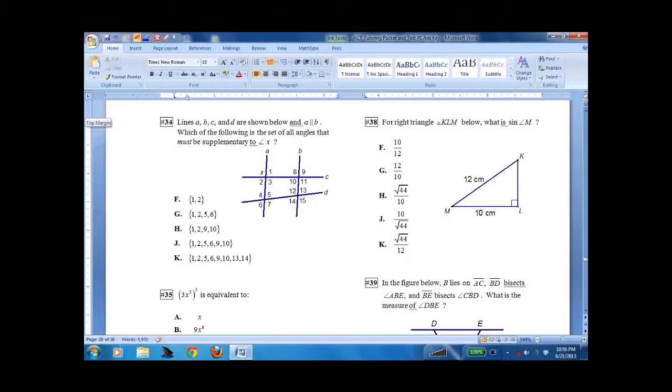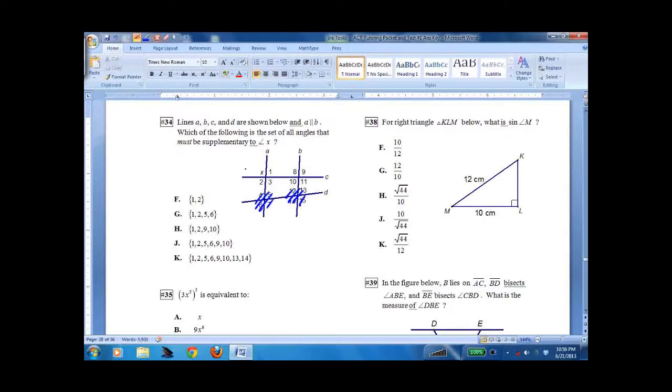Part 3 of the ACT test, problem number 34, is about parallel lines. Lines A, B, C, and D are shown below, and A and B are parallel. C and D are not parallel, so I am not going to mess with anything on D. Which of the following is a set of all angles that must be supplementary to angle X?